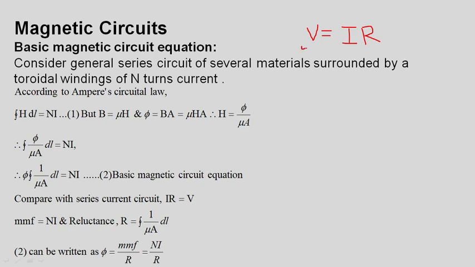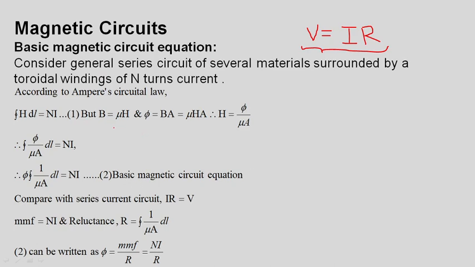Now we want to find a similar expression in the case of the magnetic circuit. So that is the basic magnetic circuit equation. Let us consider a general series circuit. Here the series circuit is a magnetic circuit of several materials. That means the toroid we take, that ring inside, may be made of different ferromagnetic materials, and there can be a gap, surrounded by the toroidal winding of capital N turns carrying current.